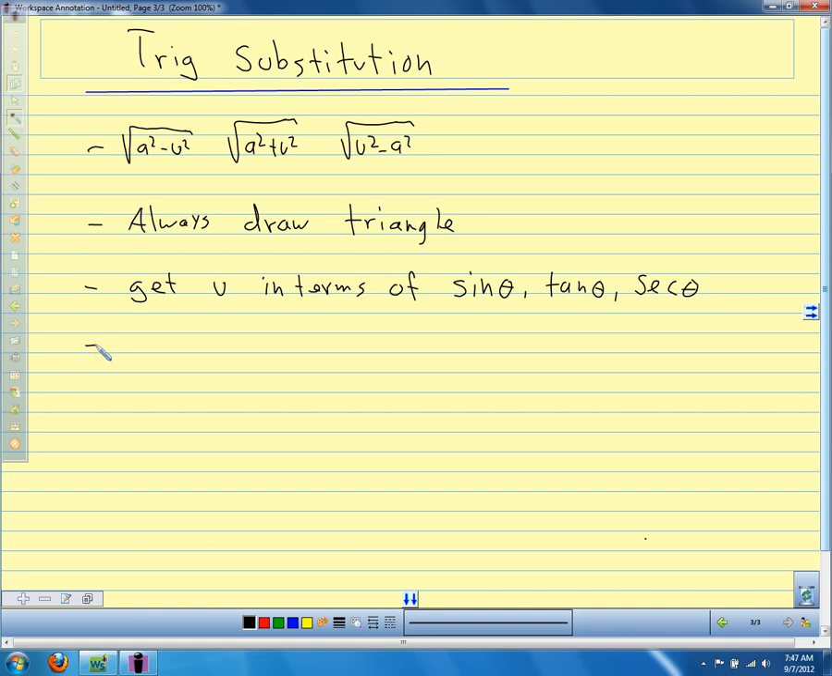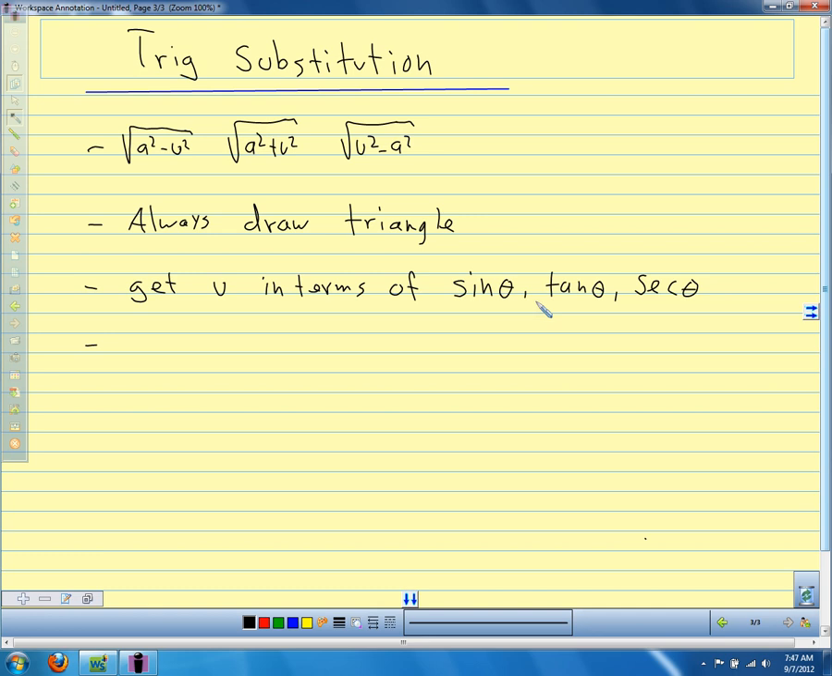If we are doing definite integrals, remember that to evaluate your integral, if you leave it in terms of theta, you have to change your limits of integration to be in terms of theta, or you have to transform your integral back to the original variable.